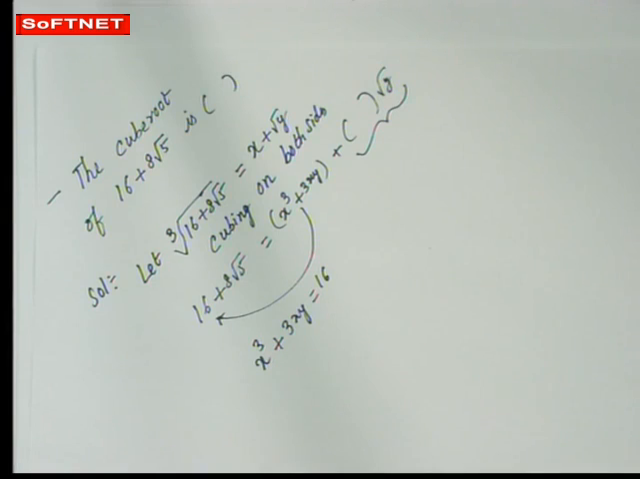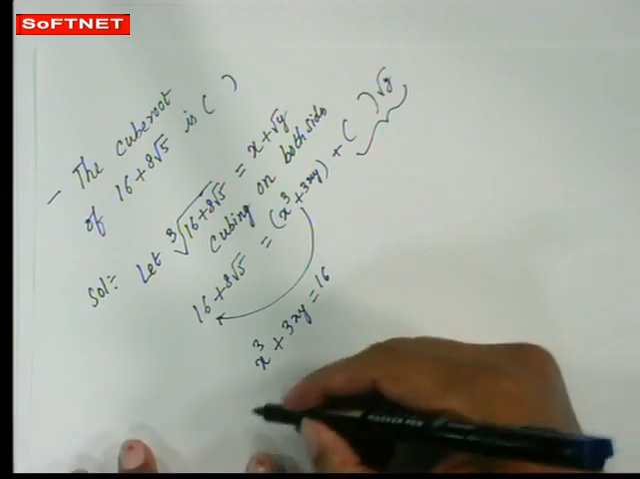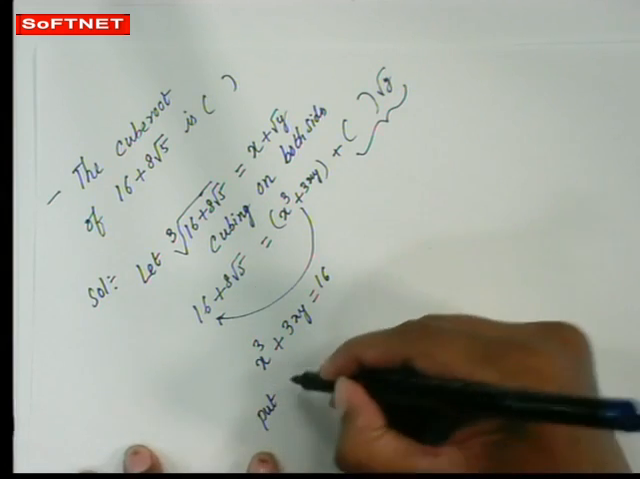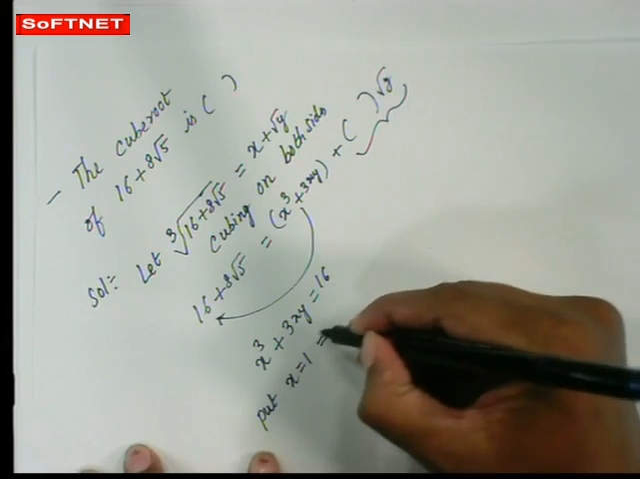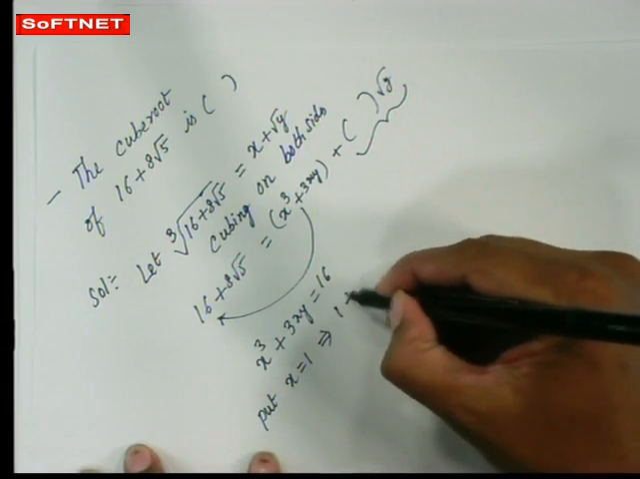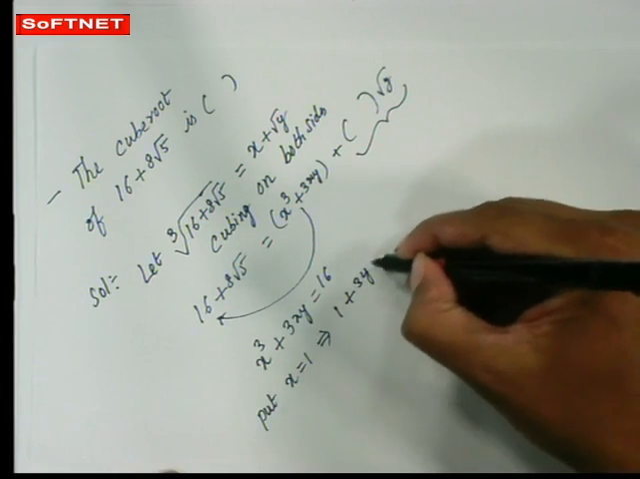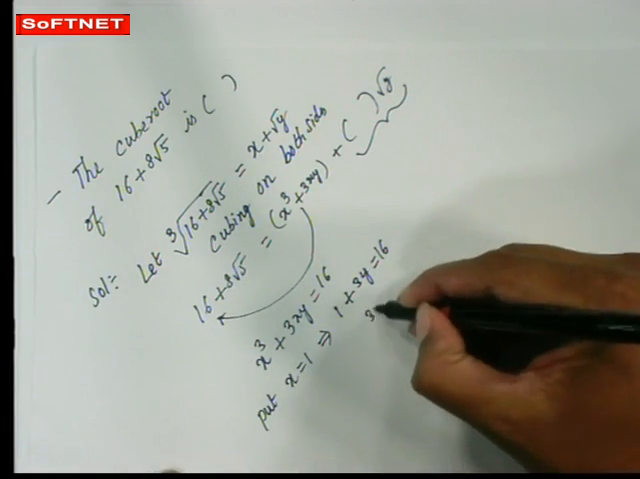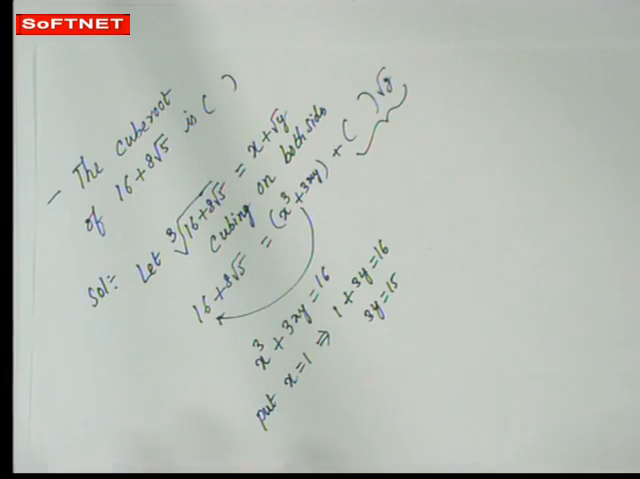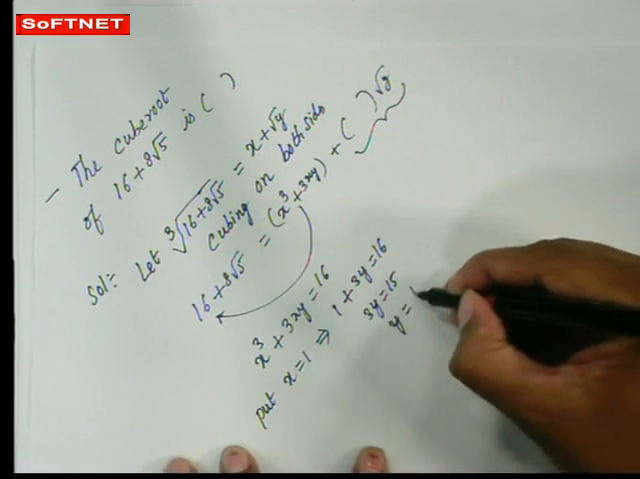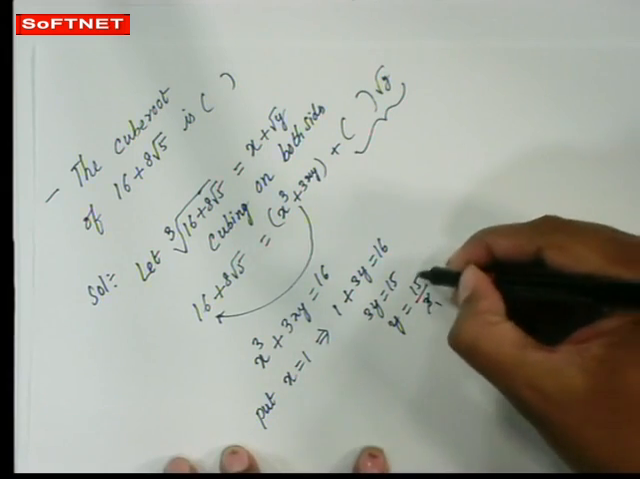Now we have to find the values of x and y so that we get the cube root of 16 plus 8 root 5. So first put x is equal to 1. So 1 cube is 1 plus 3 into 1, 3y is equal to 16. 3y is equal to 15. Am I correct? What is the value of y? 15 by 3, 3 fives are 15, so 5.